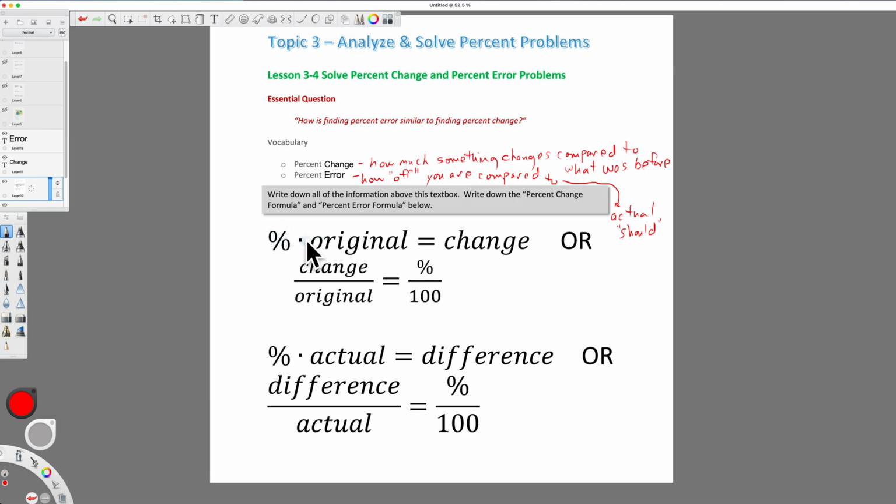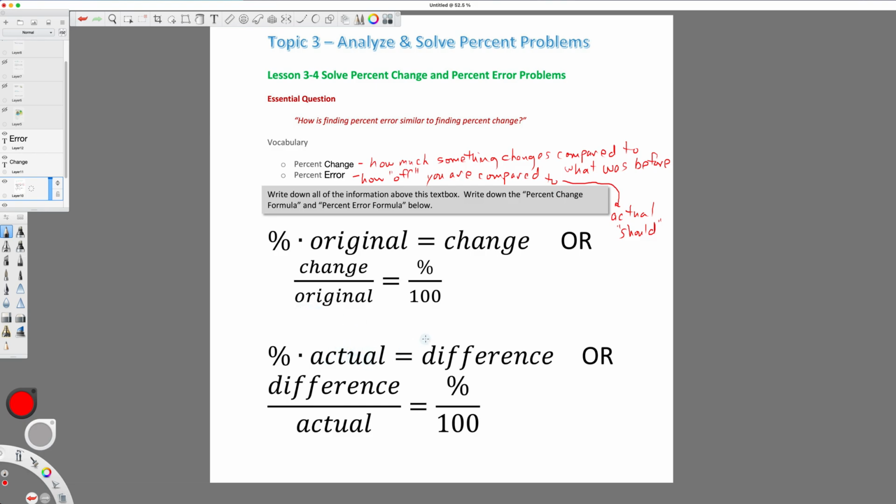Most of the time I'm going to be using this percent times original equals change and percent times actual equals difference. Do we notice this is really the same format we had before? Percent times whole equals part. This part here is how much it changed compared to the whole original one. For percent error, it's how far off are you? What is the difference compared to the whole actual, what it should be?